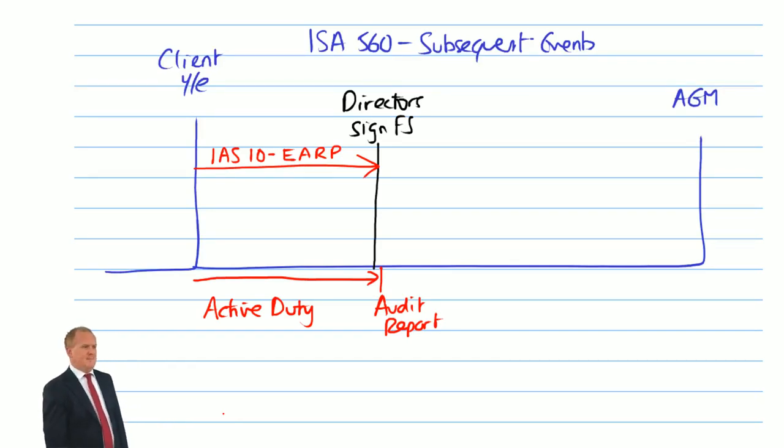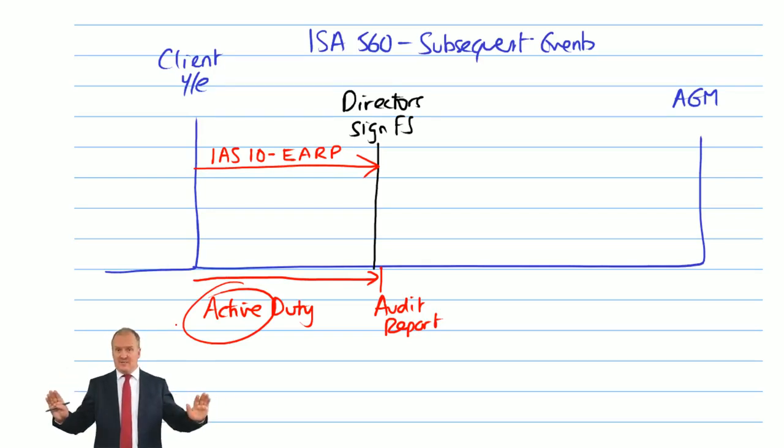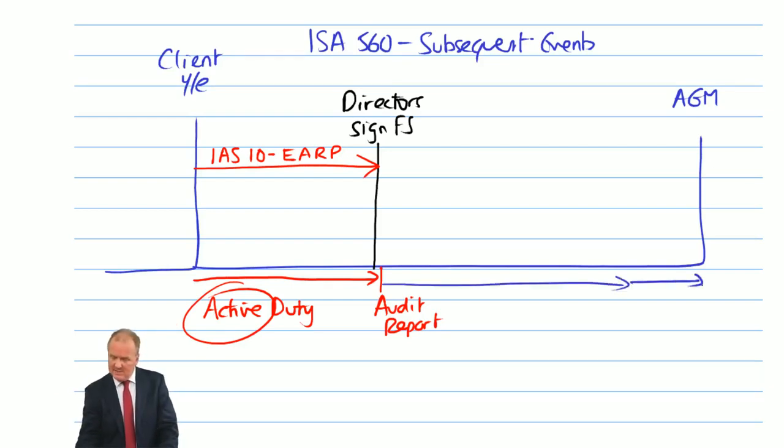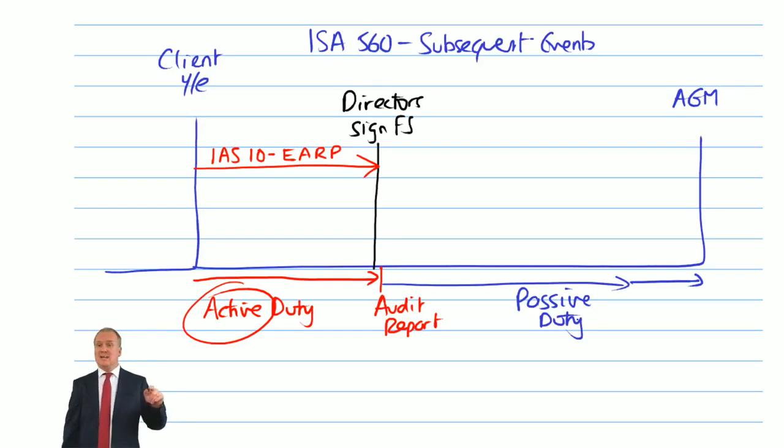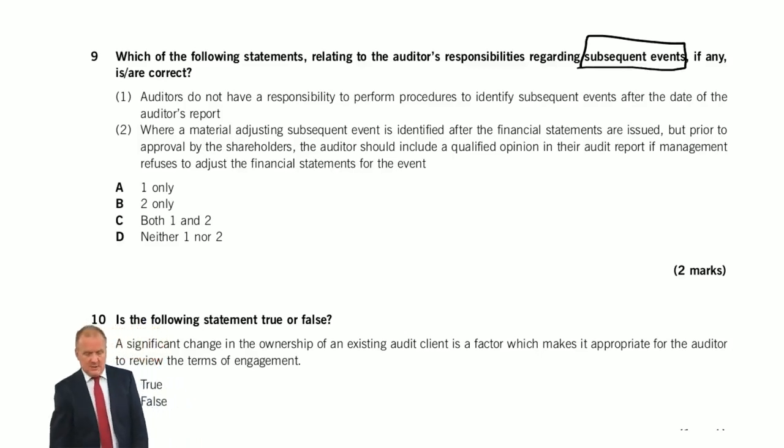I agree. Identifying things is an active responsibility. You have to go and find them. When you sign the audit report, that's the end of your active duty. You don't have to identify anything. After that, all the way up until the AGM, you have got a passive duty. Meaning you don't have to identify things, but if someone tells you about something, they identify it for you, you can't ignore it. So number one is completely correct. So the answer is A or C.